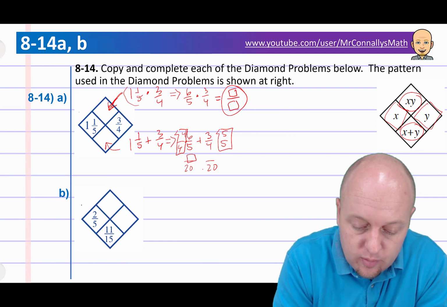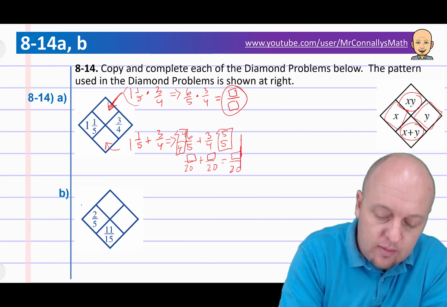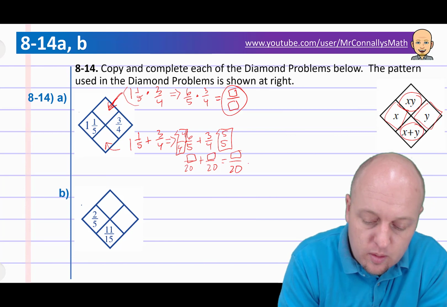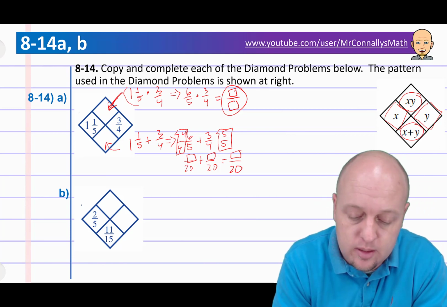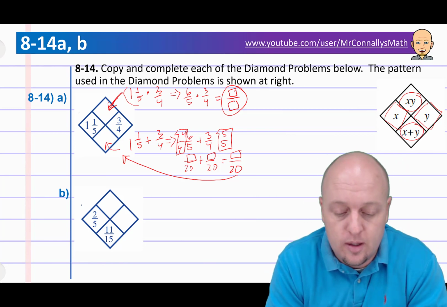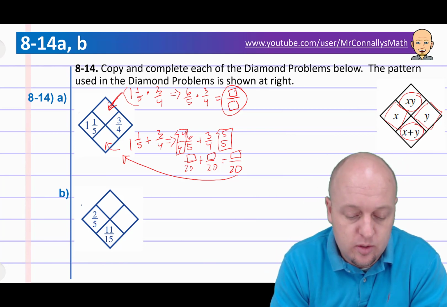So that would be 24/20 plus 15/20. Go ahead and add those together. You can leave it as an improper fraction, or you can make it a mixed number. It doesn't matter. That answer will go in here. All right, let's look at the next one.